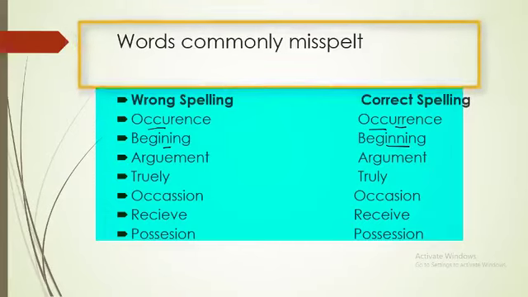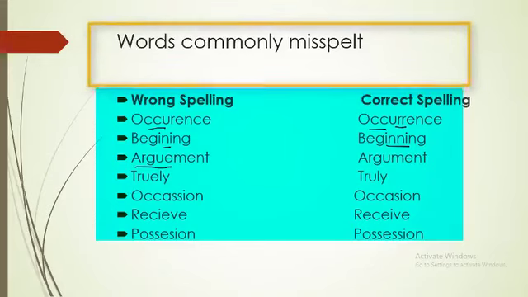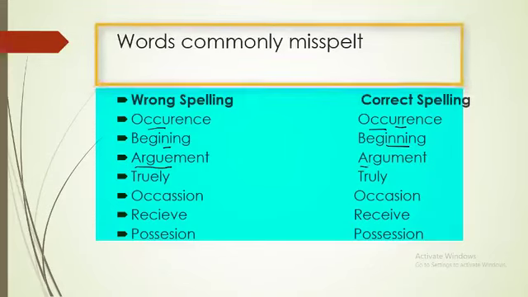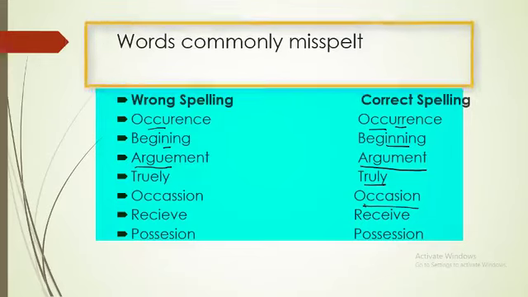Then argument. In the word argue, the verb argue, you could have this, but when you are adding a suffix to it, the E disappears. So it becomes what? Argument. Then we have truly, also the E disappears. Okay, we have occasion. Occasion is double C, single S.